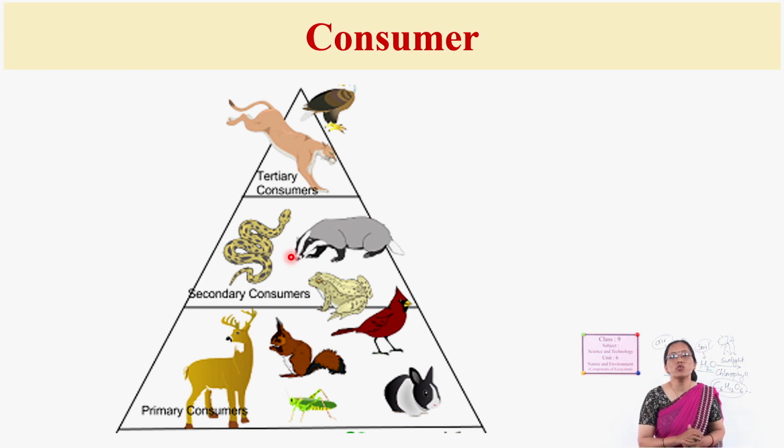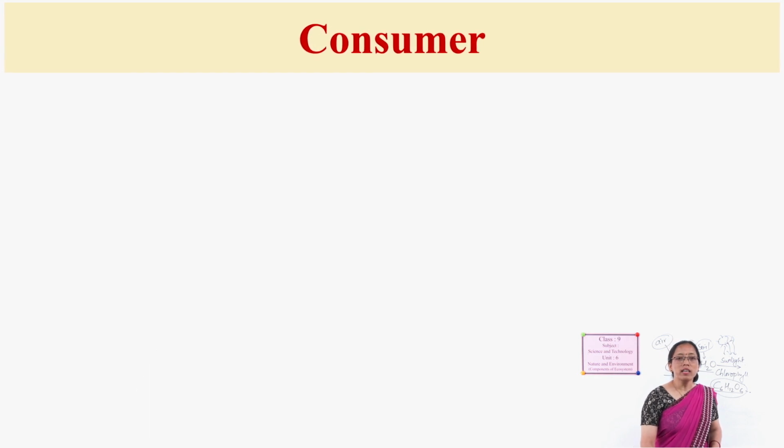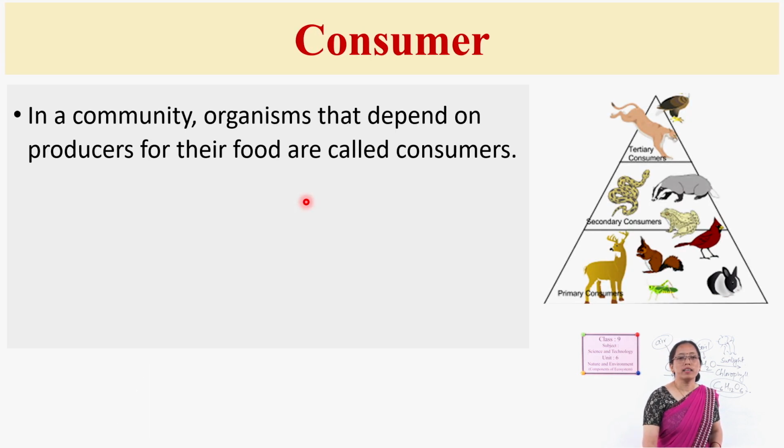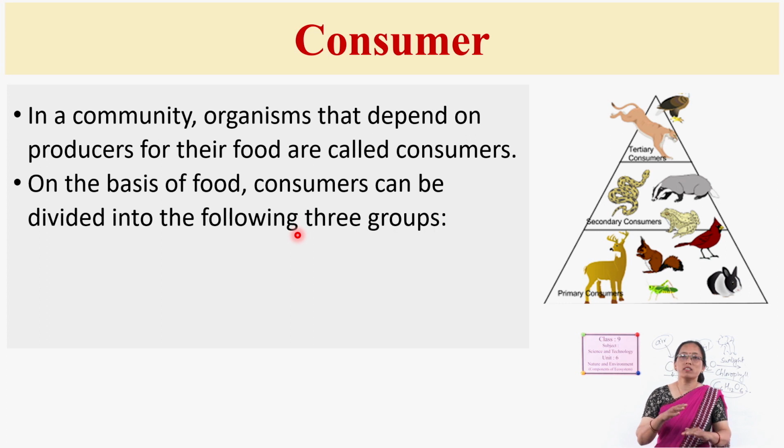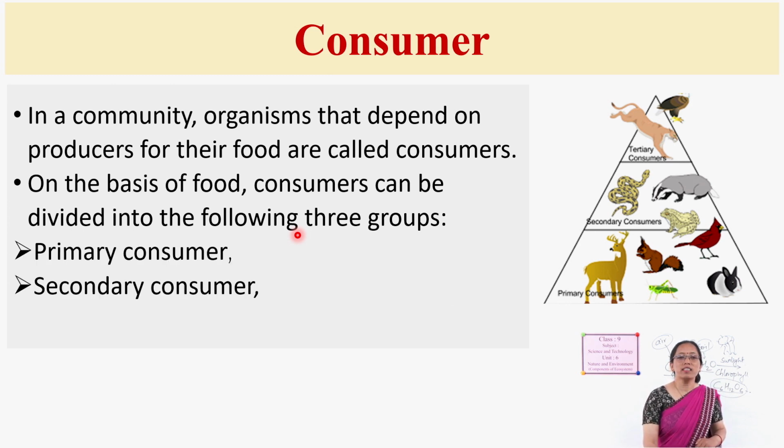Next one is consumers. All of you know that there are different consumers, and the level of consumer is different. Those which feed directly on the producer are primary consumers, also called herbivores, then secondary consumers and tertiary consumers. In a community, organisms that depend on the producer for their food are called consumers, and the level of consumers depends on the feeding chain, that means the level at which they are feeding.